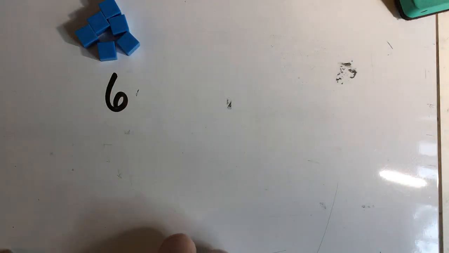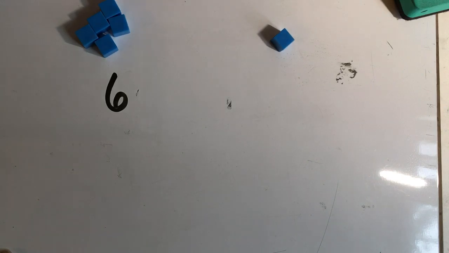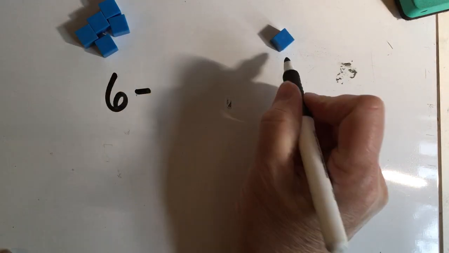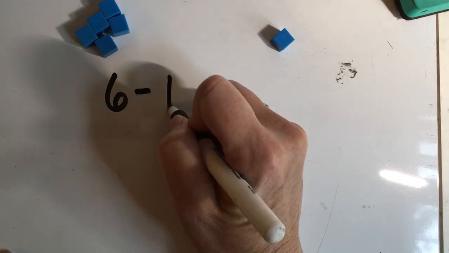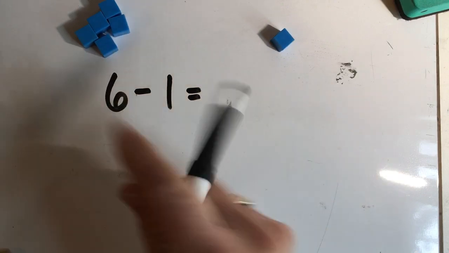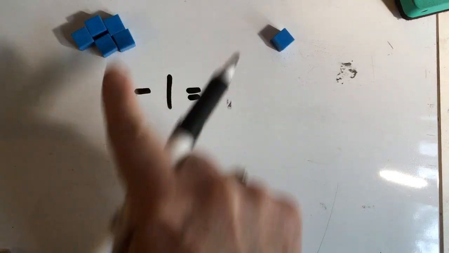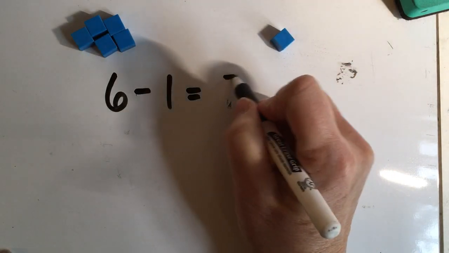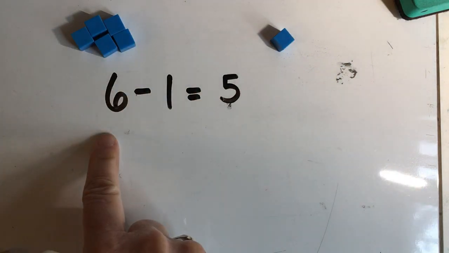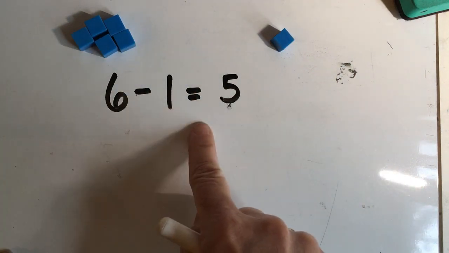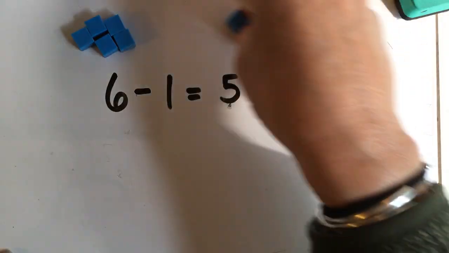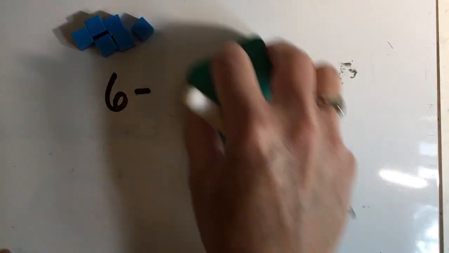Starting out with 6. Look at the part I took away. What did I take away? Yeah. And how many are left? Yep, 5. So read that number sentence to me. That's right. Good. Now watch this one.